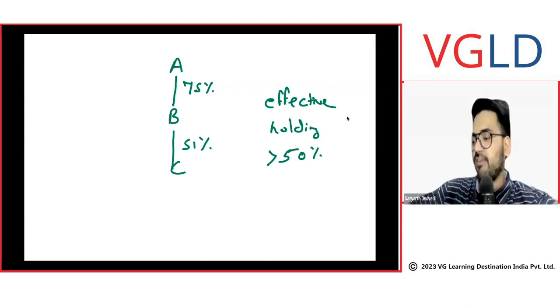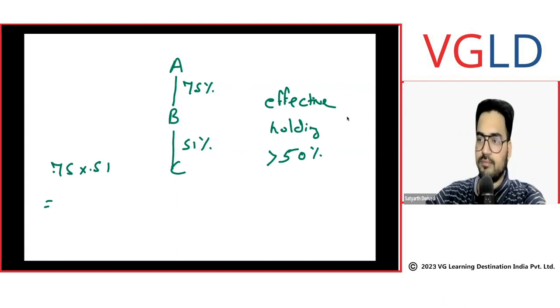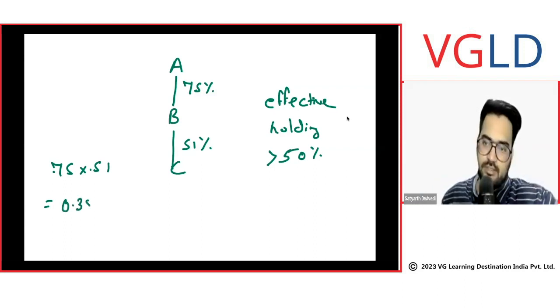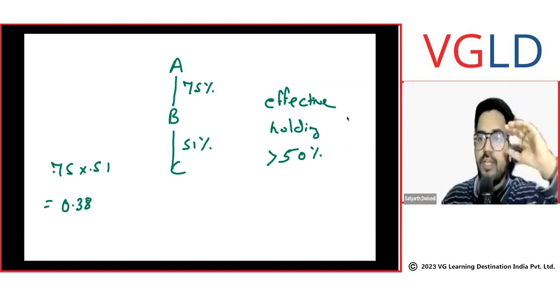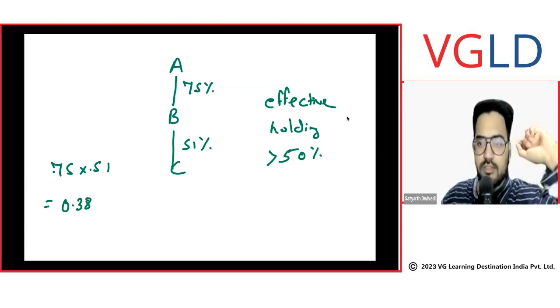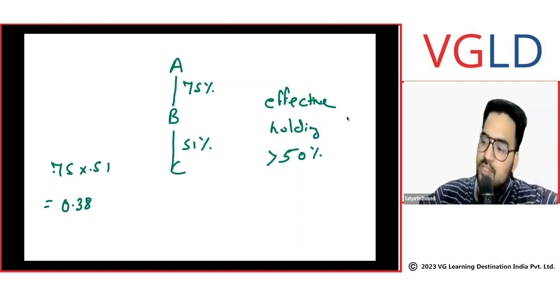You multiply 75 into 51. What do you get? So in this case, what is the effective holding? Effective holding is 0.38. Absolutely, Yogesh. So effective holding is 0.38, and therefore C will not form part of the group.